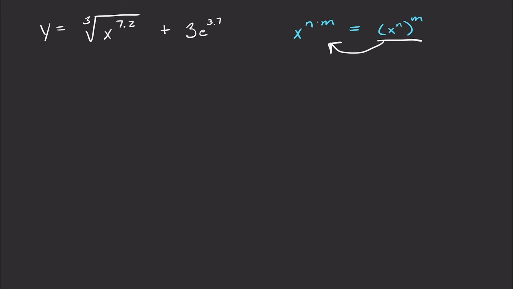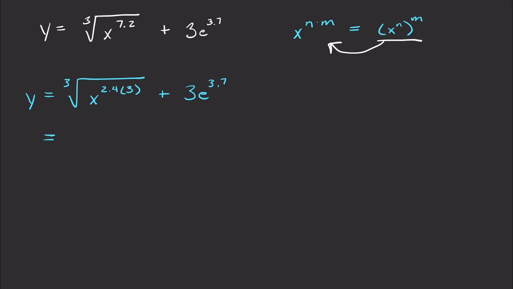And so we want to see if we can rewrite our x as something raised to the third power, and then our cube root will undo that power of 3. So 7.2 turns out to be divisible by 3. So we can write this as 2.4 times 3. This is a cube root. And I'll just rewrite this as it is, 3 times e to the 3.7.